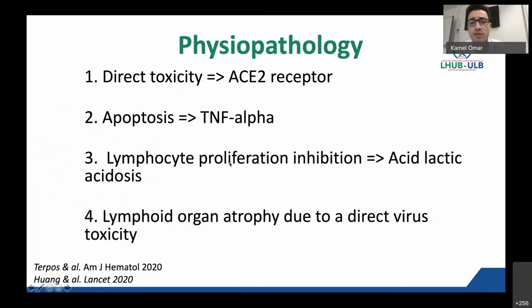The physiopathology of the lymphopenia is multifactorial. First, we have a direct toxicity of the virus on the lymphocytes, because the lymphocyte has the ACE2 receptor on its membrane. There is an apoptosis induced by TNF-alpha, which is a player in the cytokine storm. There is also a lymphocyte proliferation inhibition induced by lactic acidosis. And finally, there is a lymphoid organ atrophy due to direct virus toxicity.